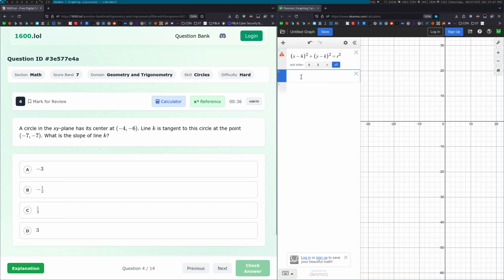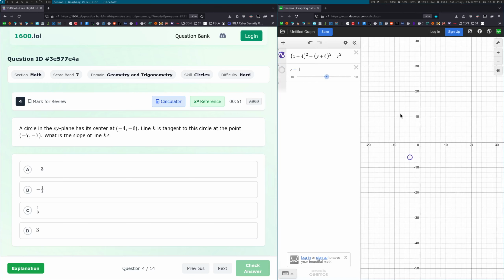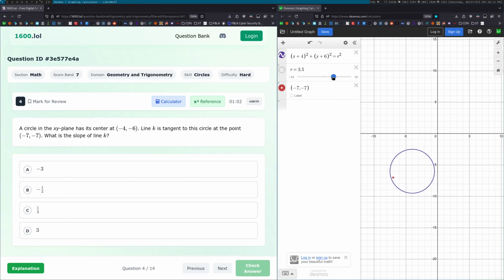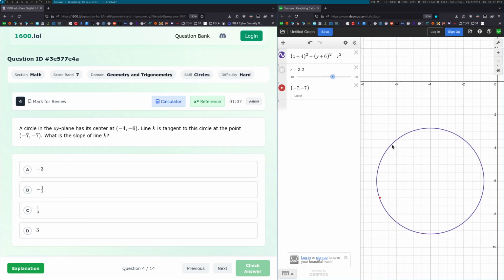So let's get that in. We're going to have (x + 4), minus -4, squared plus (y + 6) squared. And we don't know the radius either, so let's just leave it as r squared and make a slider for that. Like the other problem, let's plot the other point and see when they meet. Because if it's tangent, it has to be touching at least one point, right? Okay. Looks like we have a match there at around 3. And line K is tangent to the point at -7.